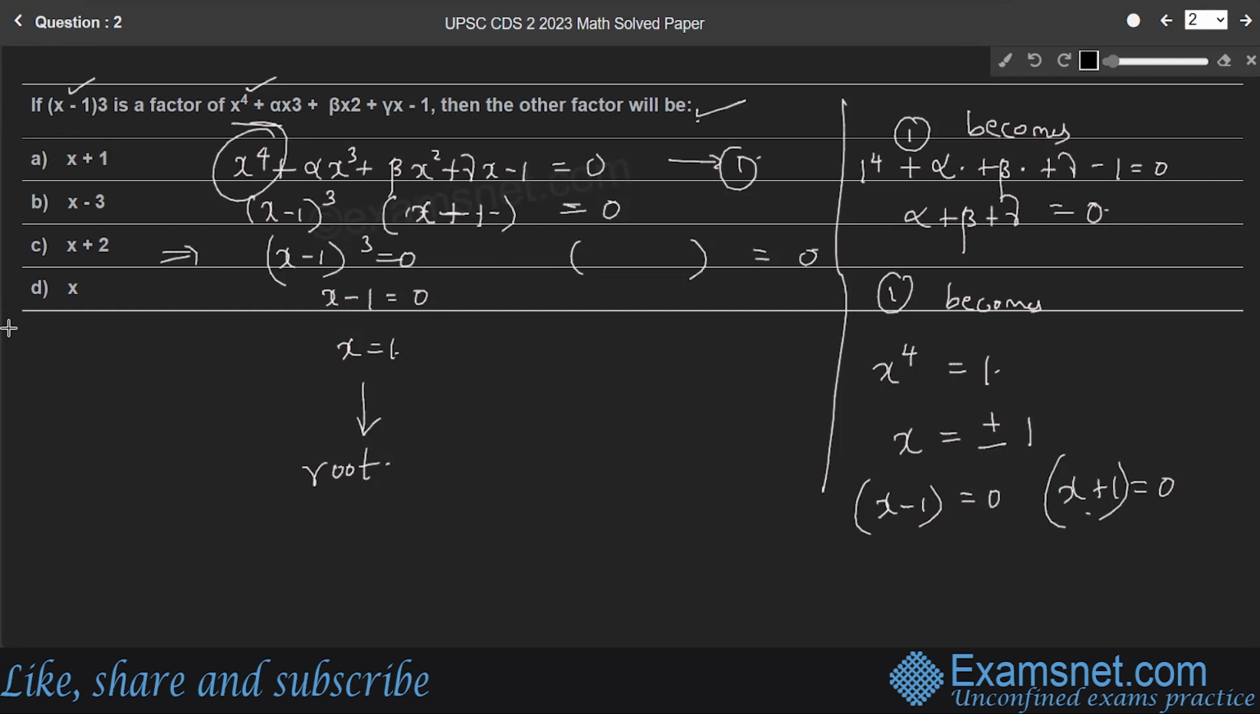So you will get some remainder here. Therefore, x plus 1 is another factor. The other factor is option A, x plus 1.